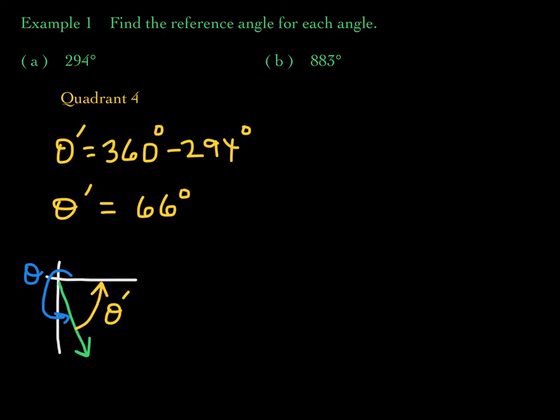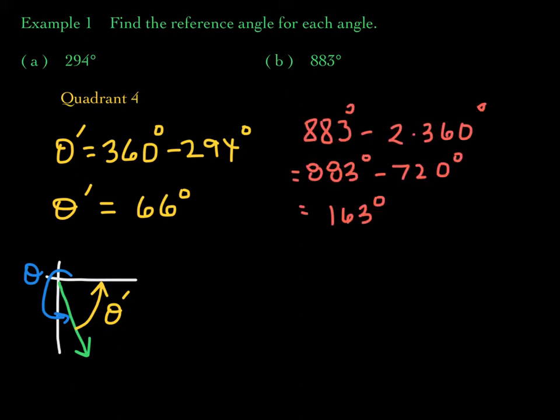Cool. Let's go to part B, 883 degrees. Before we find the reference angle, let's first find the coterminal angle of least positive measure. Let's subtract as many rotations as we can until we get an angle of least positive measure. I believe we can subtract 2 full rotations, 2 multiples of 360 degrees. That would be 720 degrees. That's what we're going to subtract from 883 degrees to find the coterminal angle of least positive measure.